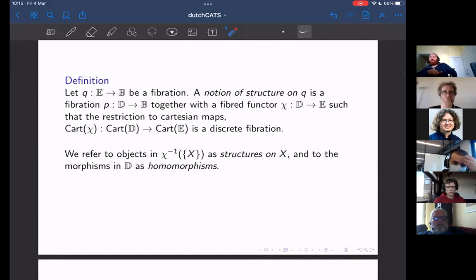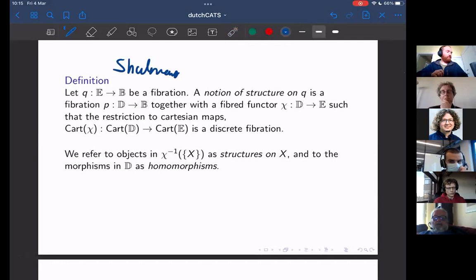Okay, so now what do I mean by notion of structure? This is some kind of variant of a definition by Mike Schulman. He gave a definition called a fibered notion of structure. So this is some kind of variant of Mike Schulman's definition of fibered notion of structure.